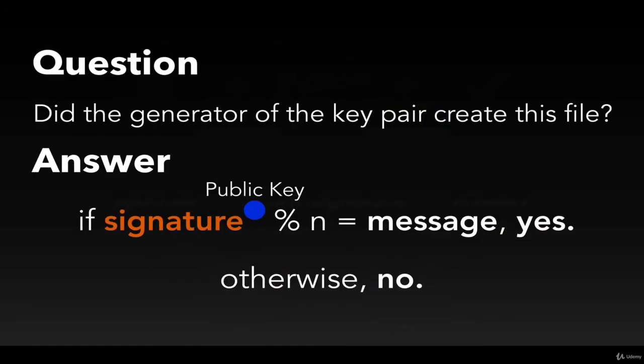So in summary, the question that we're trying to answer here by going the other direction, using the private key first and then the public key, is to check if the generator of the key pair, the owner, the person who has the private key, did they create this file or this message? And the way we do that is just by using the public key to verify.